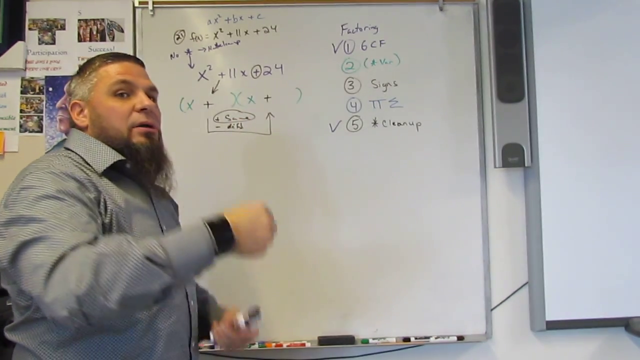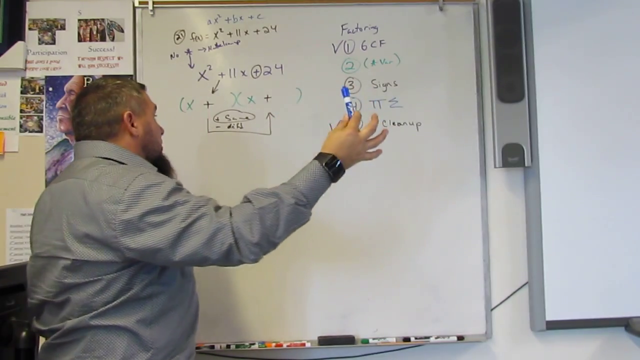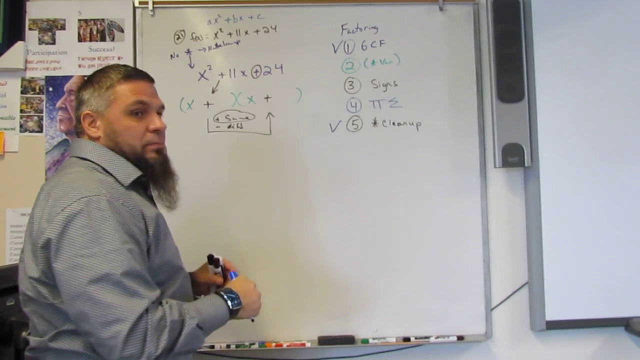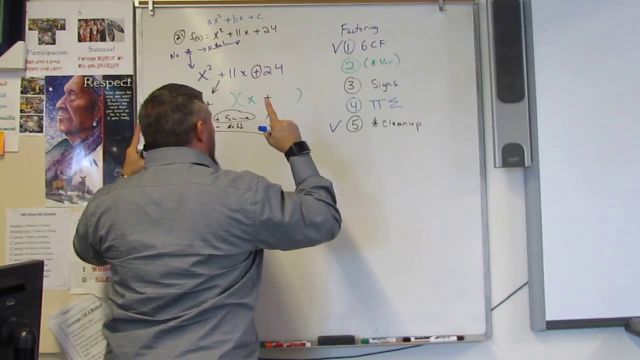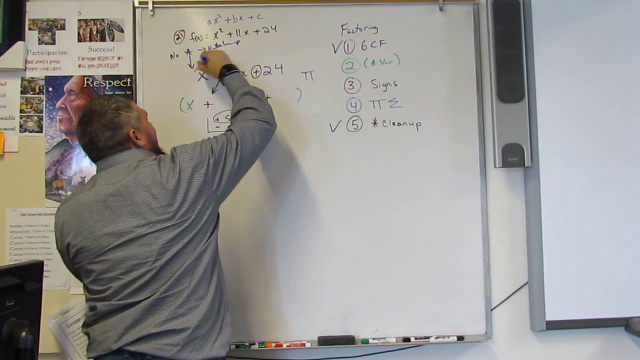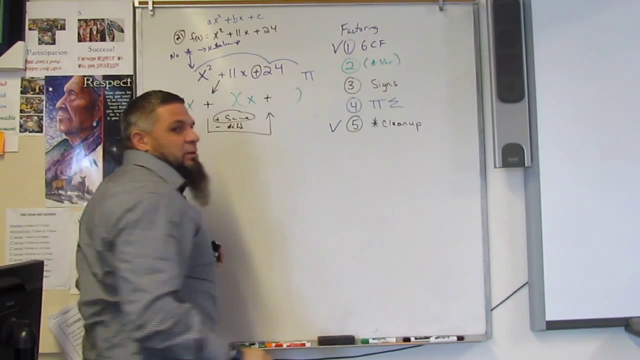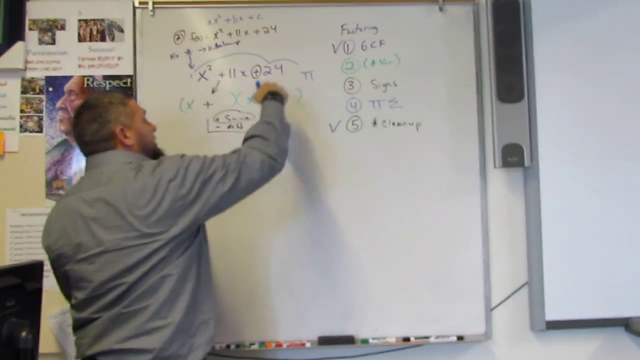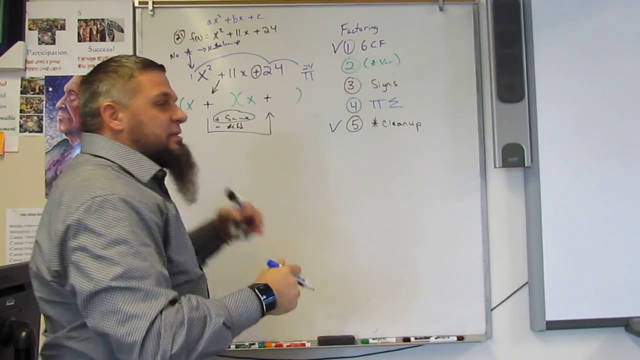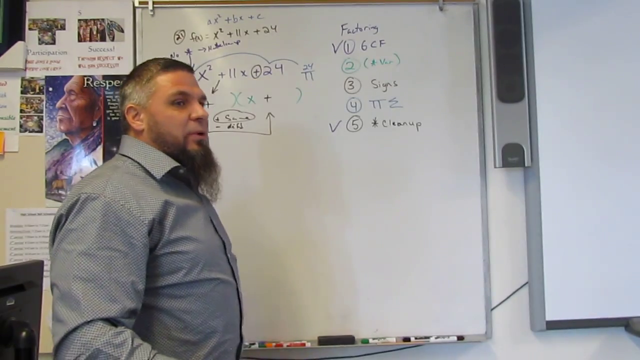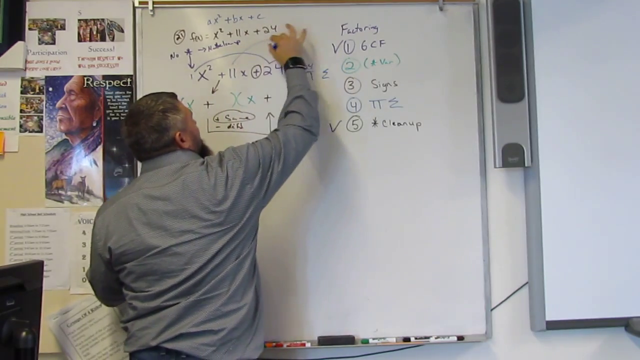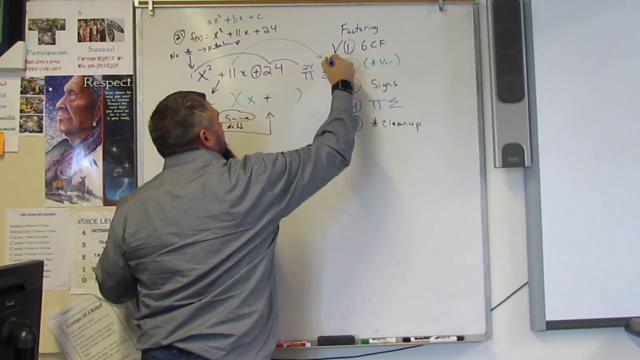Okay? Now, I change colors again. Okay? Colors are going to be huge in here. Okay? Product and sum. The product is the number of the first coefficient times the second coefficient. So 1 times 24. Well, that's just 24. Okay? Product, 1 times 24. Okay? The sum is the middle number. Okay? 11.